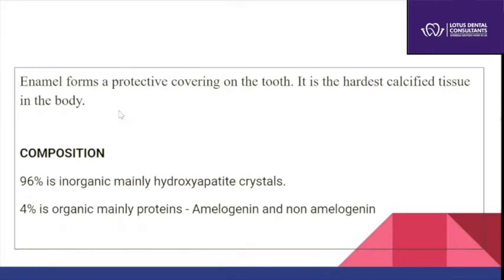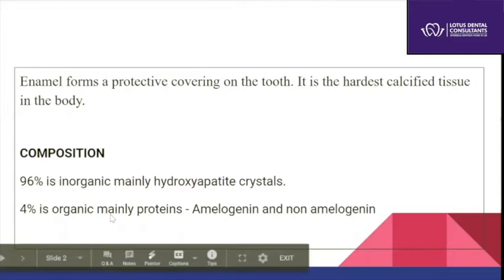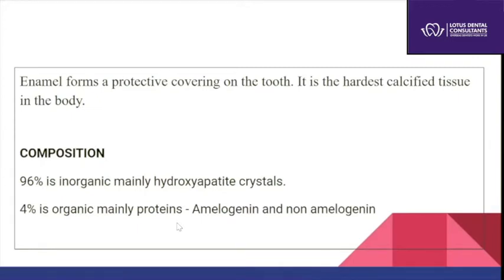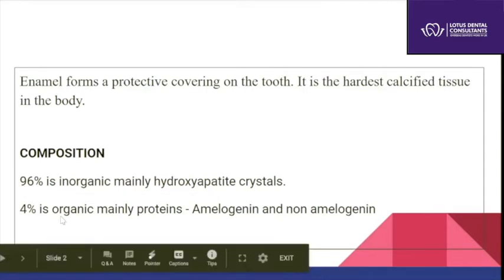The basic composition of enamel is hydroxyapatite crystals, and 4% of it is the organic material, which is the amelogenin and the non-amelogenin protein. Amelogenin and non-amelogenin is another question you get. Usually they tweak the question like that: what is the basic composition of enamel? Is it 90%, 10%, 92%, 8%?